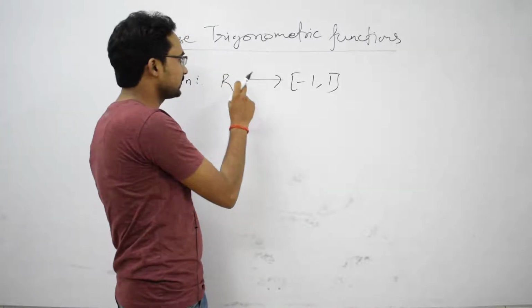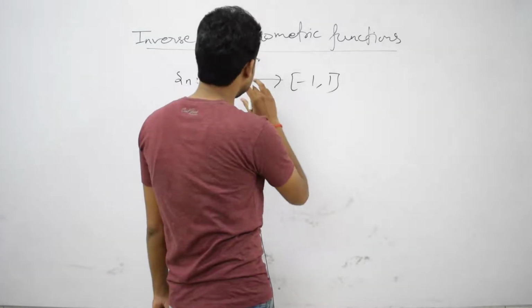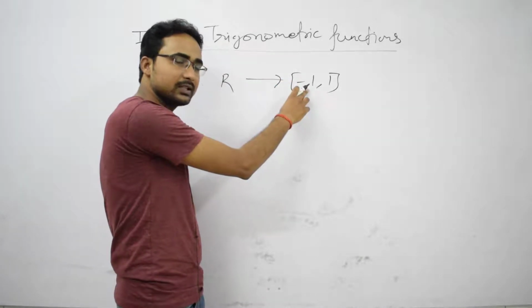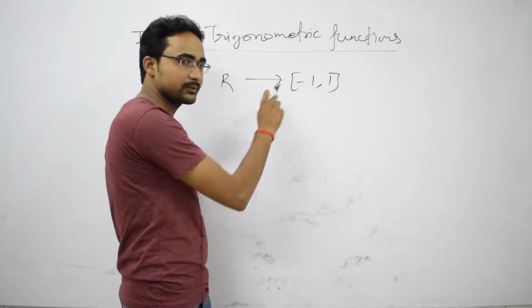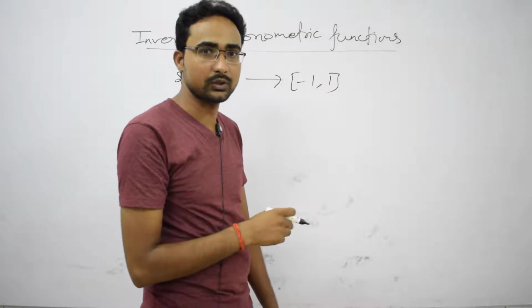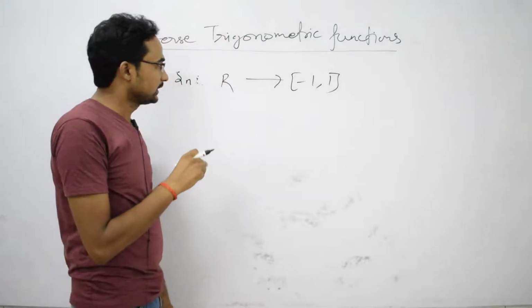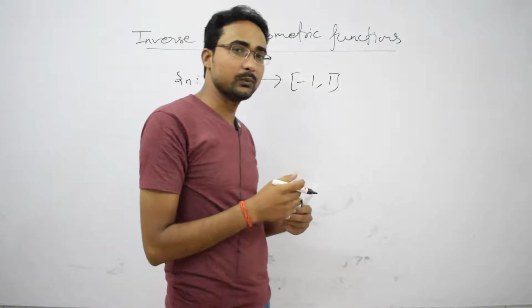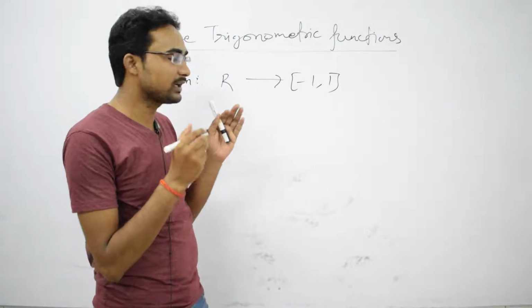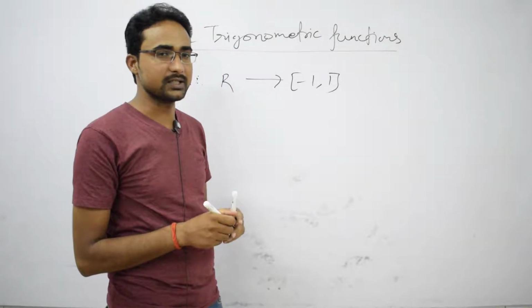Okay. But if you take here, many values of real numbers have the same image in the closed interval [-1, 1]. So, this is a many-one function, not 1-1. So, that is why this function is not bijective. Okay. So, for the existence of the inverse of a function, the function should be bijective. So, we have to take an interval in which the function is bijective.